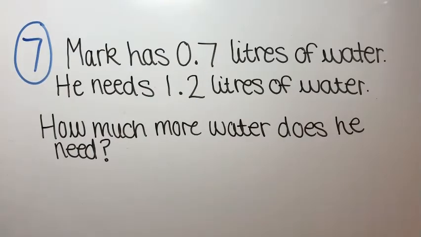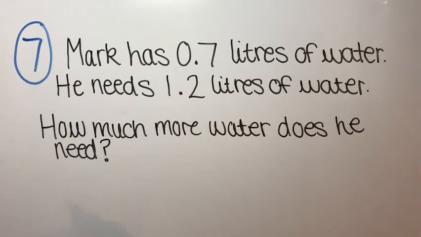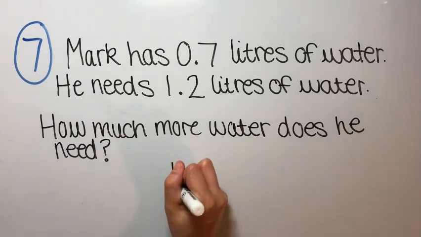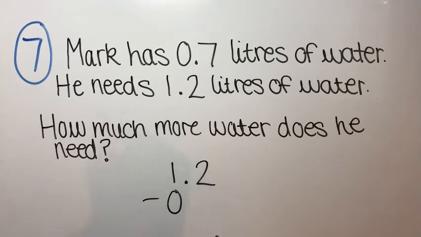Question 7. Mark has 0.7 litres of water. He needs 1.2 litres of water. How much more water does he need? All that we need to do is to do 1.2 minus 0.7. This can be worked out mentally, or you can use a column method like so. Make sure that your decimal place is aligned with each other.